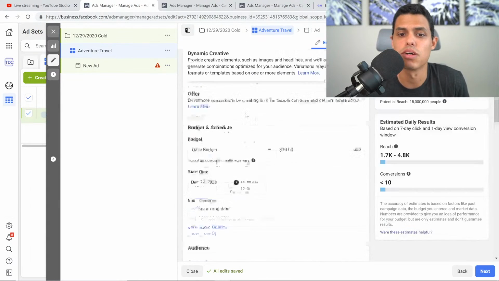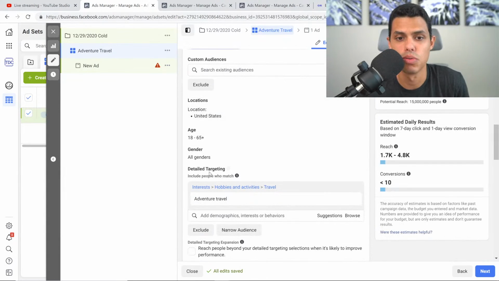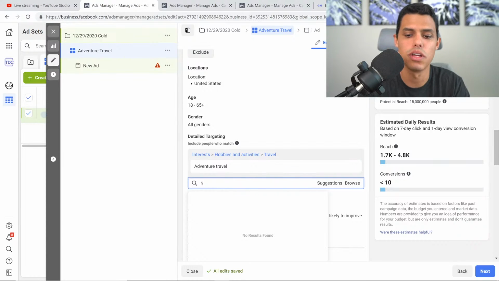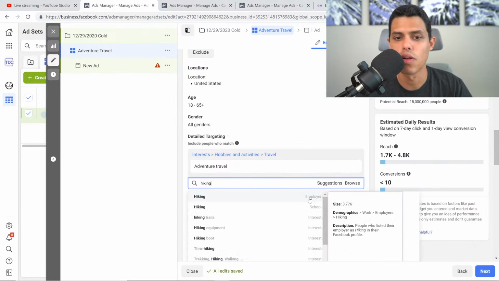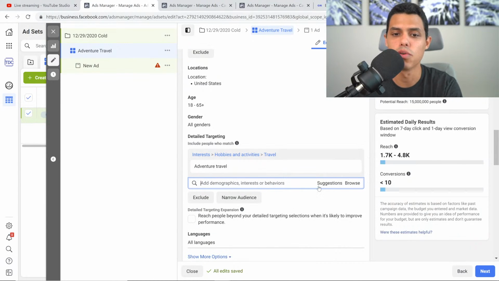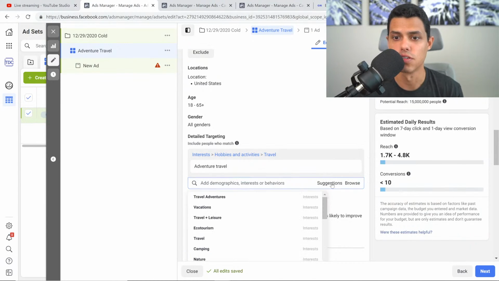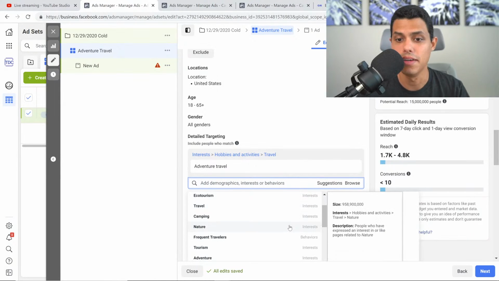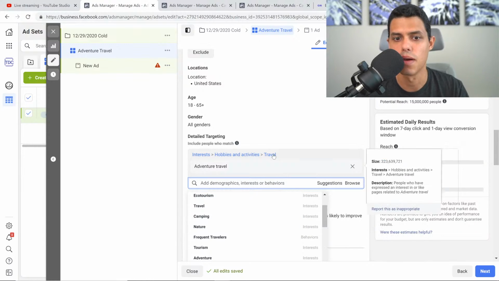So I found this one when I went to this detailed targeting section right here, and then, for example, if I know I'm in the hiking industry, I just go here and put hiking, and then I'll have a ton of options right here. After you pick one of them, you'll be able to click the suggestion feature, okay? Right here in the suggestions, you'll have a ton of different interests that you can use and test, okay?